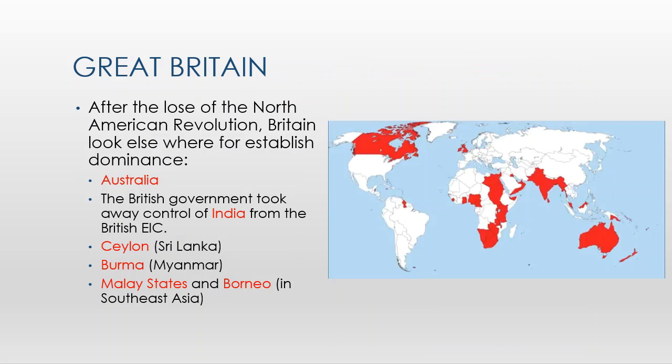So this is what Great Britain is going to look like. All this red that's going on, this is the British Empire as it is between 1750 and by the end of 1800. This is what it looks like. So we have Australia, we have India, Ceylon, Burma, the Malay states, Borneo, and so as you can see, there's a lot. It was said during that time period that the sun never set on the British Empire.